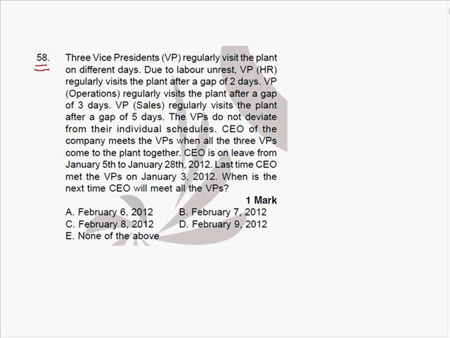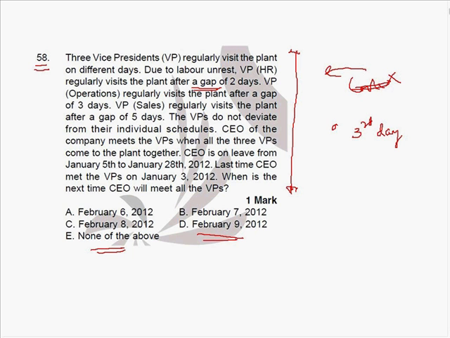The length is huge, and there are some dates given. Some of you, by looking at the question, may decide I'm not going to do it, but never do that. Read it. 3 VPs regularly visit the plant on different days. Due to labor unrest, the VP HR regularly visits the plant after a gap of 2 days. Gap of 2 days basically means after every third day. The VP operations regularly visits the plant after a gap of 4 days. Every fifth day he visits.